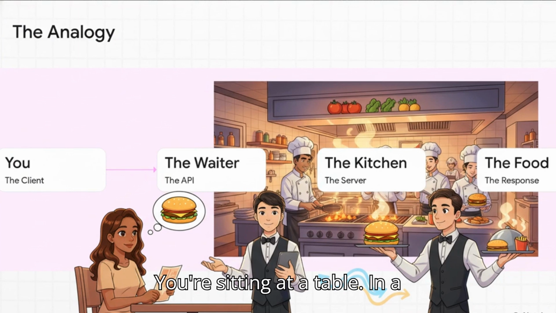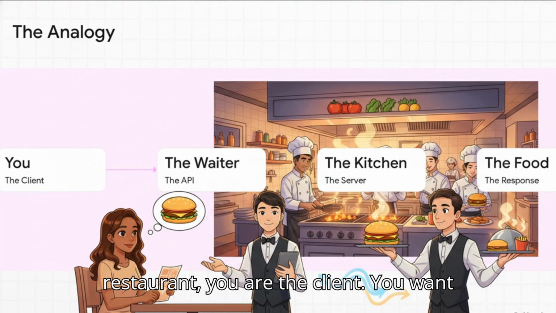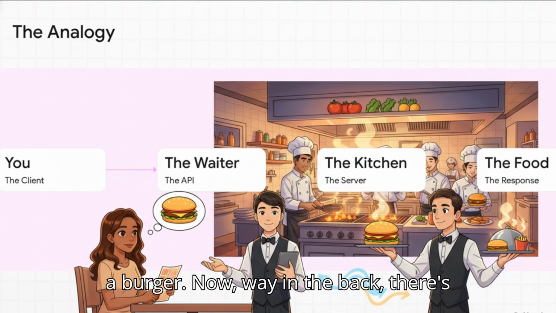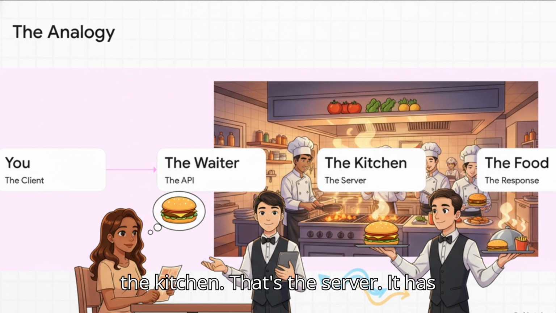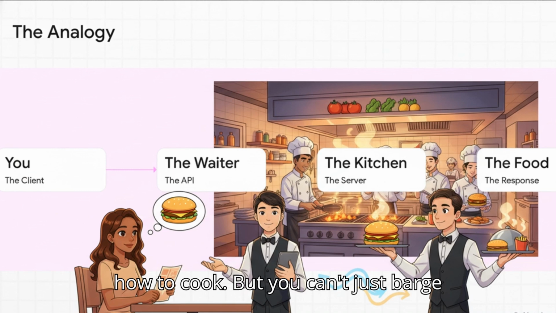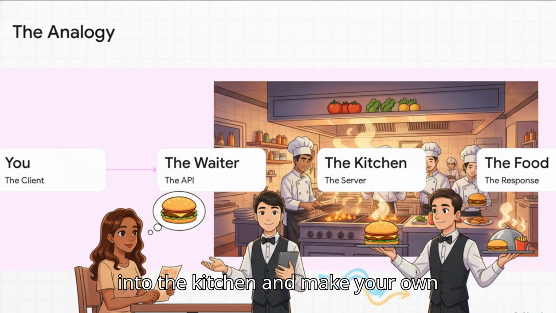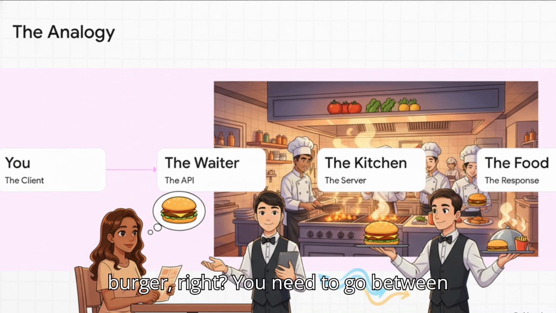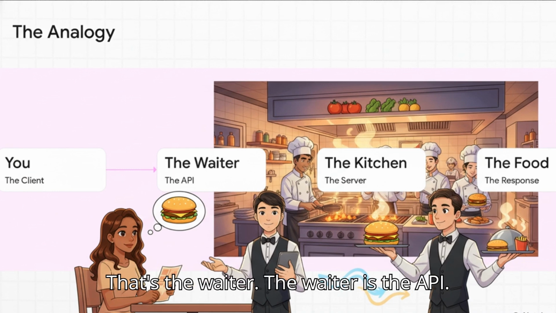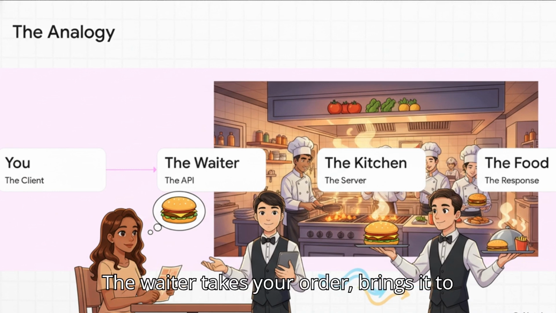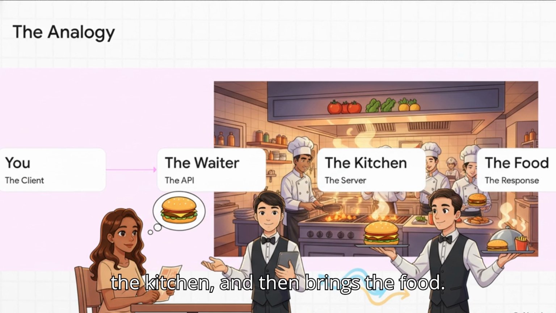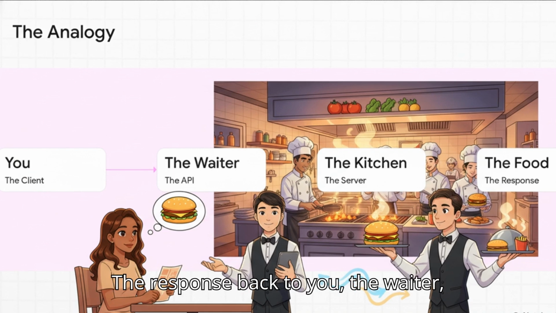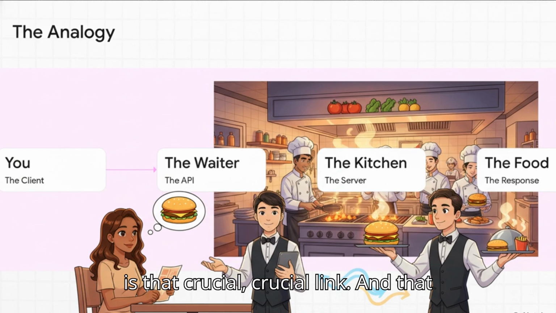Okay, so picture this. You're sitting at a table in a restaurant. You are the client. You want a burger. Now, way in the back, there's the kitchen. That's the server. It has all the food, all the recipes, it knows how to cook. But you can't just barge into the kitchen and make your own burger, right? You need a go-between. That's the waiter. The waiter is the API. The waiter takes your order, brings it to the kitchen, and then brings the food, the response, back to you. The waiter is that crucial link.